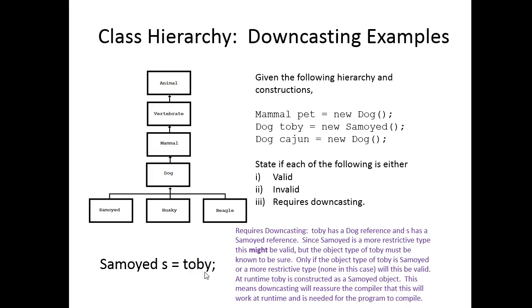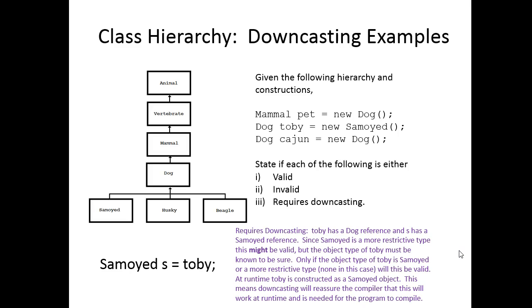So Toby has a dog reference and S has a Sumoid reference. Since Sumoid is a more restrictive type, this might be valid, but the object type of Toby must be known to be sure. Only if the object type of Toby is a Sumoid or a more restrictive type, which there are none in this case, will this be valid.